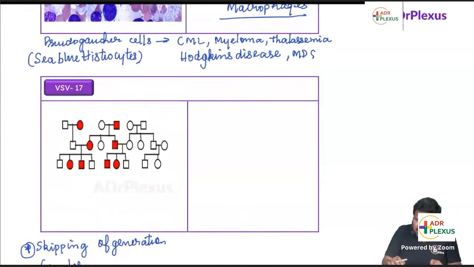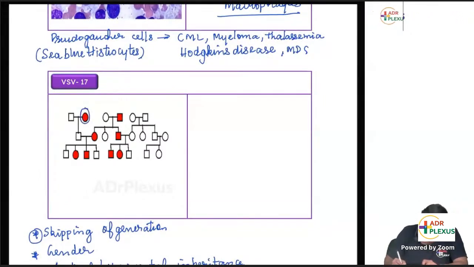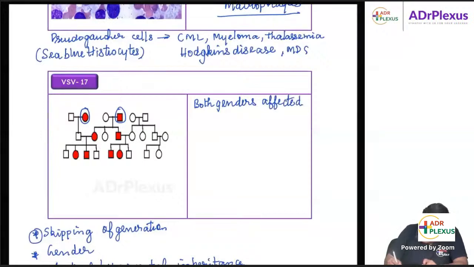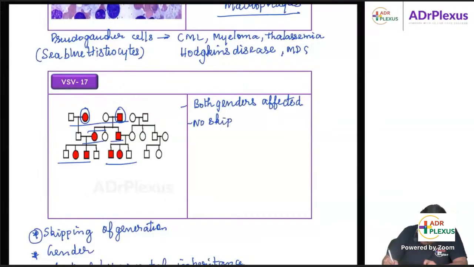So let us see this condition. Let us see this pedigree chart. In this pedigree chart, both females as well as males are affected. So both genders are affected. And you can also see that in every generation, at least one person is affected. So there is no skipping of generation.